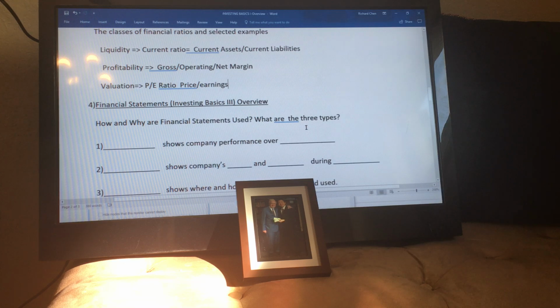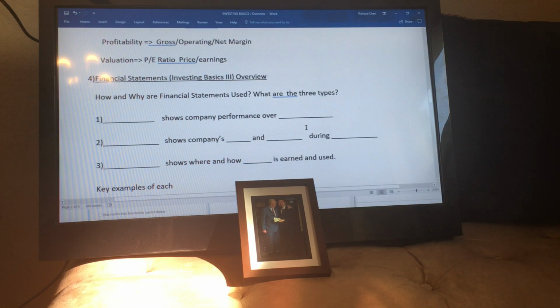Okay, so we are approaching financial statements, which are very closely related to financial ratios. First we'll introduce financial statements, and then we'll talk about how they work together and financial ratios, and I have a couple of non-investing analogies to help you understand. So why and how are financial statements used, and what are the three types? Let's first define them.